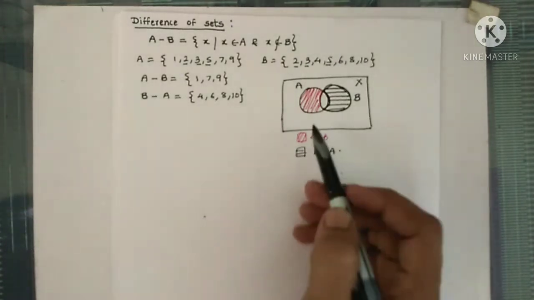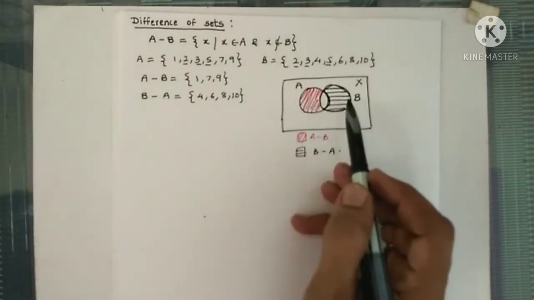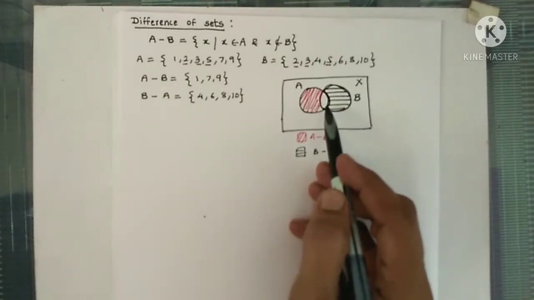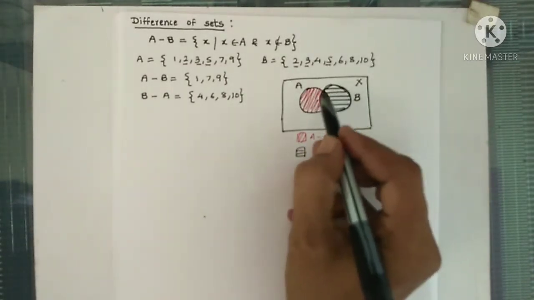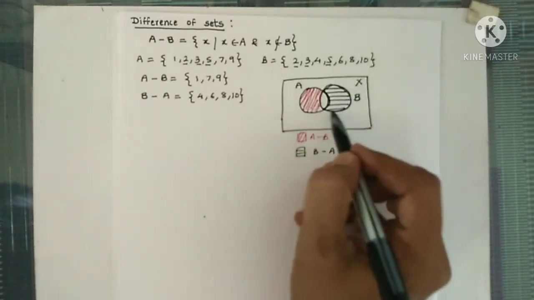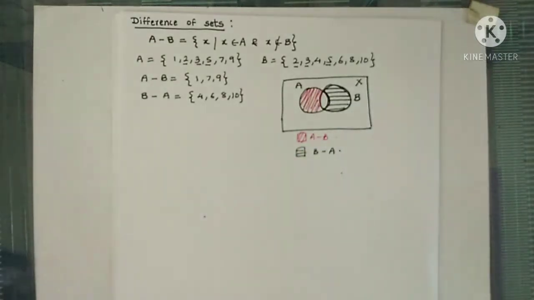And you can see here that A minus B, B minus A along with A intersection B, these three parts together give us A union B. So this portion is A union B. So this is the difference of two sets, A minus B and B minus A.